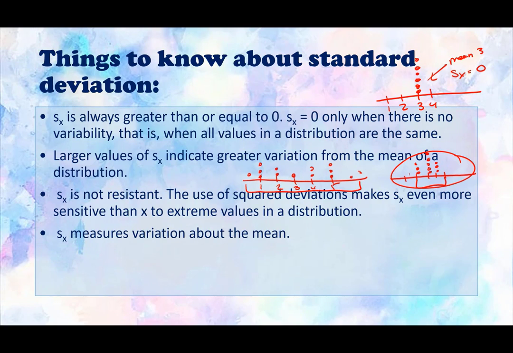Another thing you need to know is the standard deviation is not resistant to outliers. The use of squared deviations makes the standard deviation even more sensitive than x bar to extreme values in the distribution. Remember that the standard deviation measures the variation about the mean, and we actually use the mean when we're calculating the standard deviation. We already know that the mean is not resistant to outliers, so it makes sense that if we're using something that is not resistant to outliers in a new formula, then the standard deviation is also not resistant.